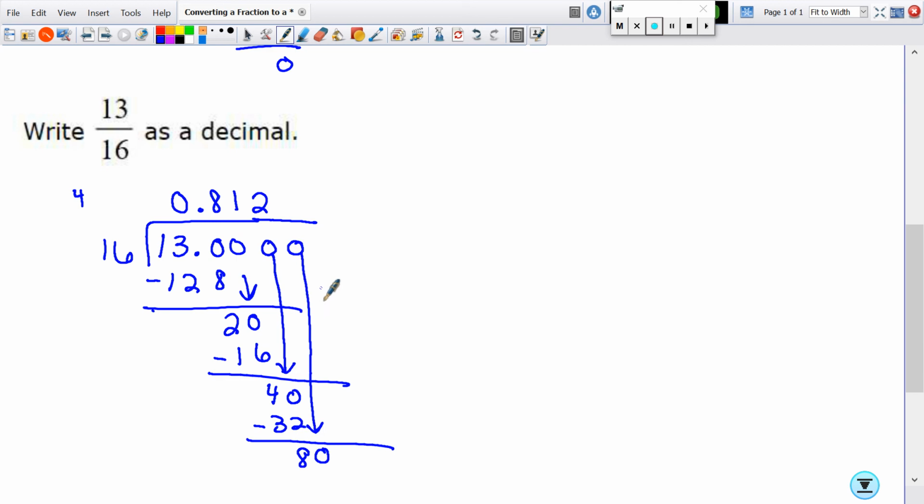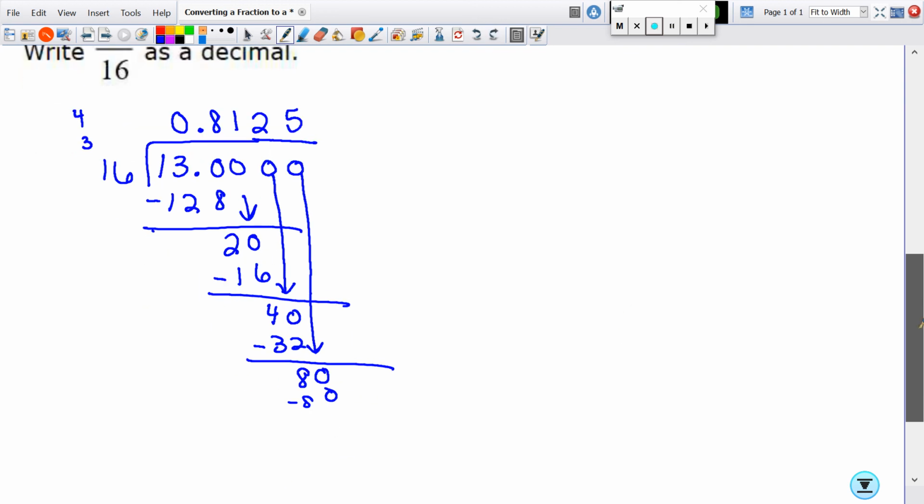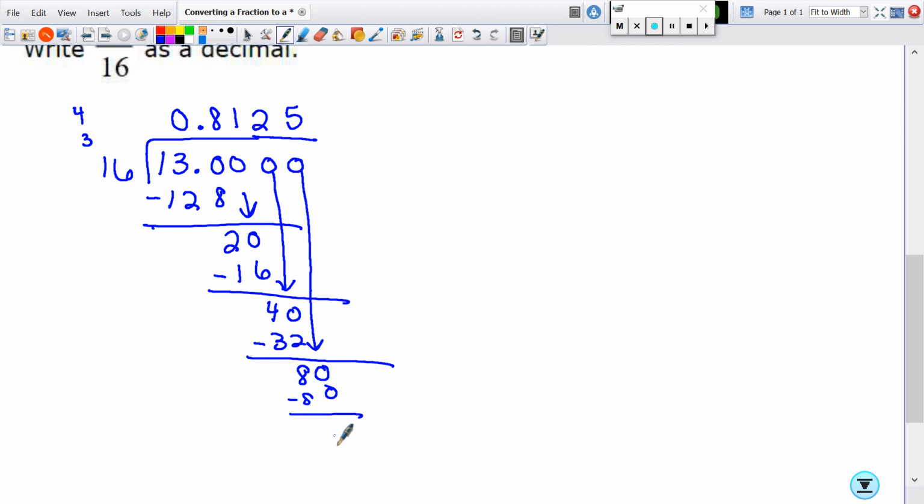Add another 0 and bring it down. 16 goes into 80 5 times. 5 times 6 is 30. 5 times 1 is 5, plus the 3 is 8. Now we have 0. So now we're finished. So 0.1825.